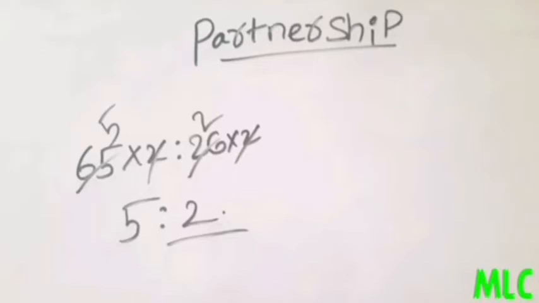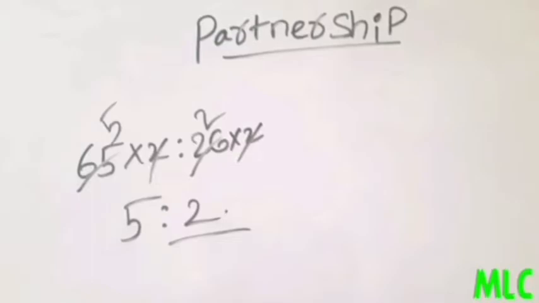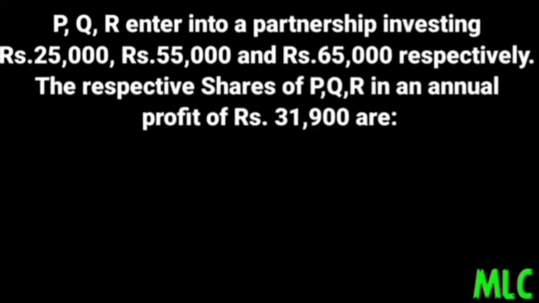So directly neglect the zeros in the question. So 65 and 26 for their investments, and they are in this business for 2 years, and 2 cancel on both sides. So the ratio is 5:2. So like this we have to do. Okay, hope you understand. Let's move forward to the next question.